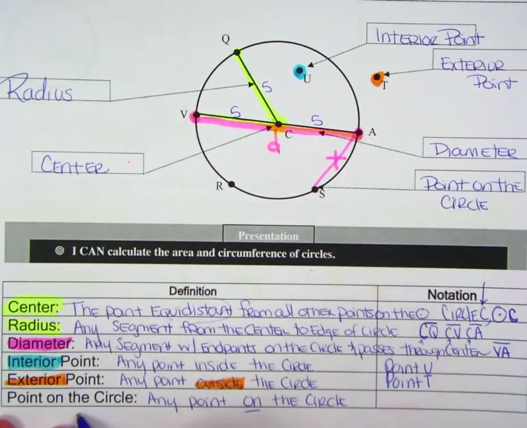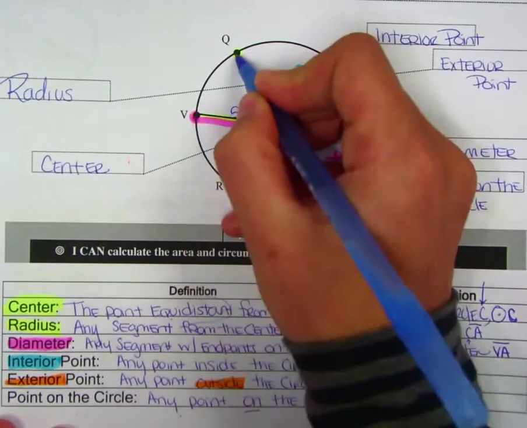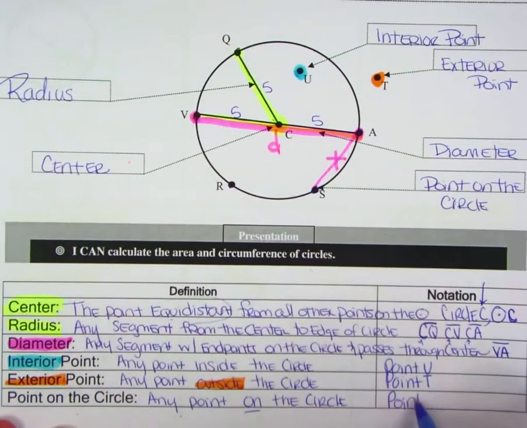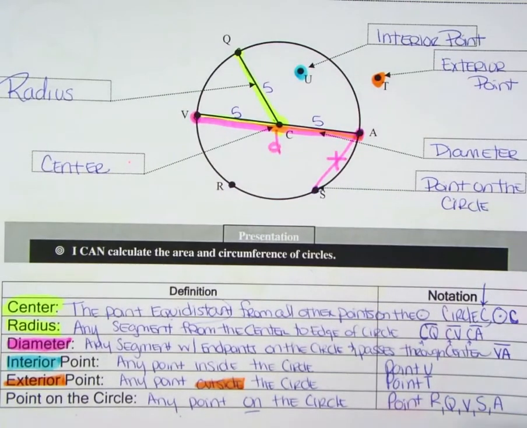And then a point on the circle is any point that's on the actual circle, right? So R, V, Q, A, and S. Point R, Q, V, S, and A. Those are all points on the circle.